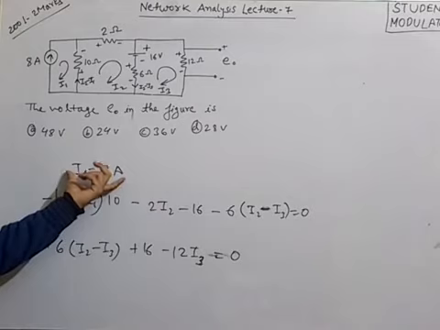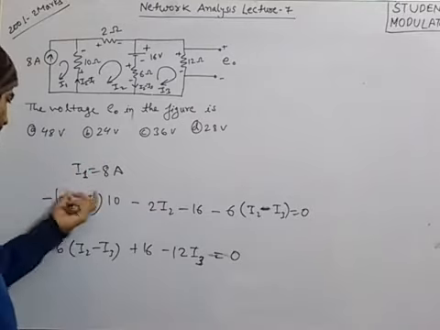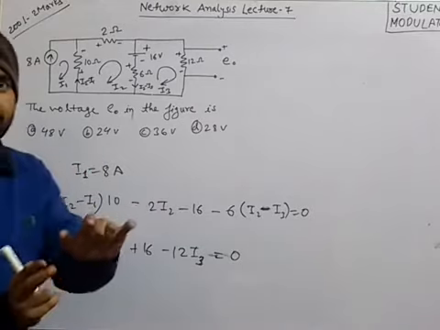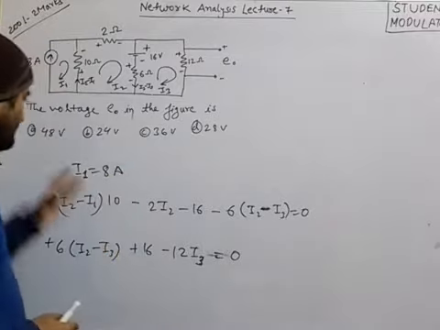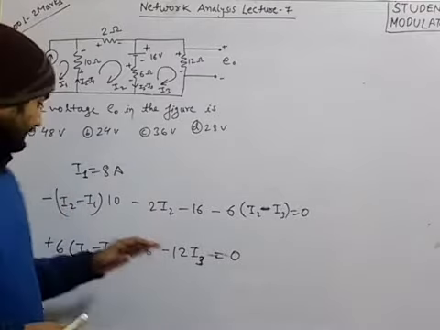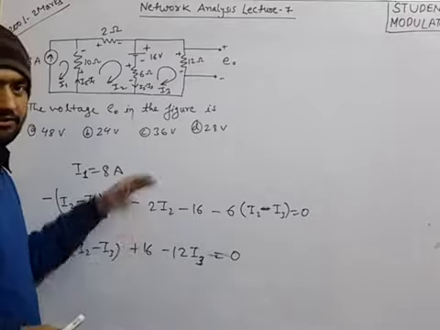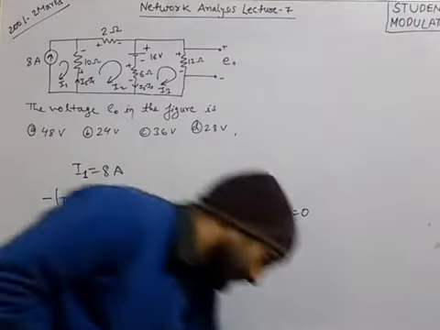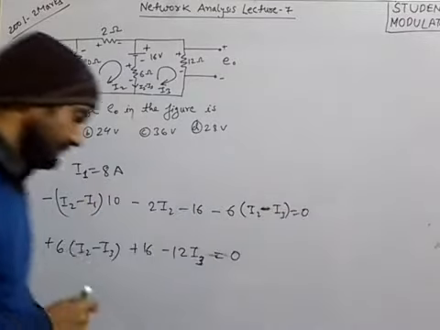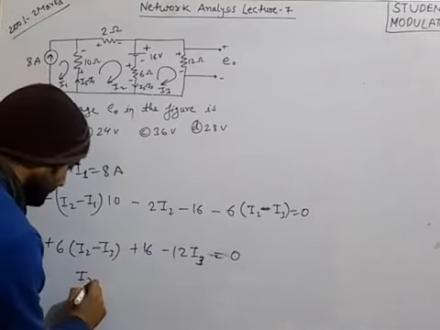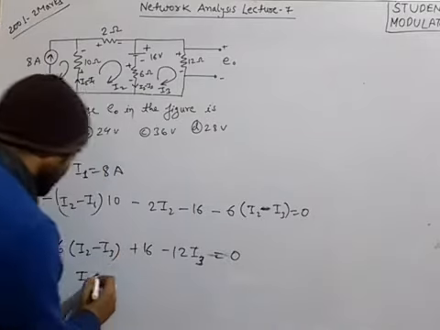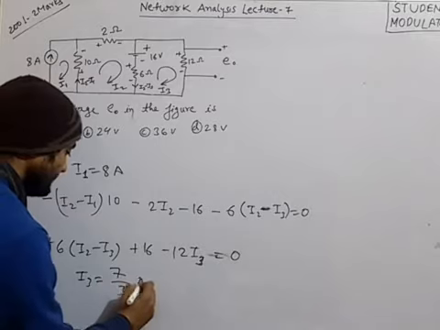I1 is already known, I1 equals 8 ampere. By putting I1 in these equations, we will have two variables only, I2 and I3. We can easily find out I2 and I3 from these two equations, and the final result that we will get is I3 equals 7 by 3 ampere.